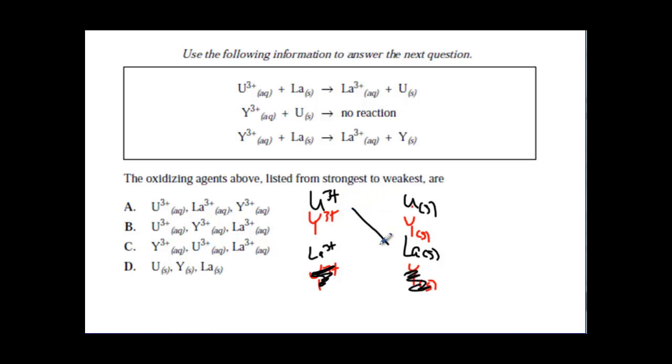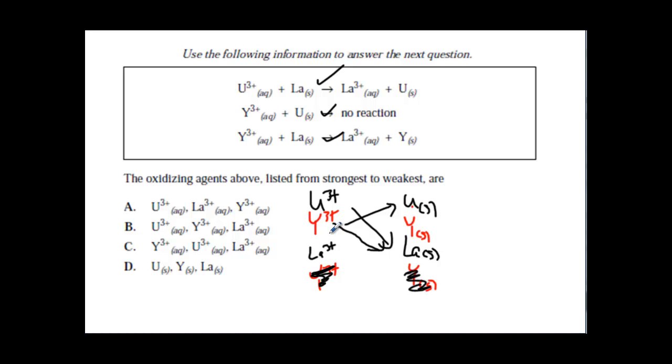U3 plus and LA solid are spontaneous. This reaction will occur. This guy is strong enough to steal that guy's electrons. Y3 plus and U do not react, which means this guy went uphill, and that was true. I've written it in an uphill orientation, meaning this guy is not strong enough to steal that guy's electrons. And then last one, is Y3 plus above LA solid? This guy is above LA solid, meaning this guy is strong enough to steal that guy's electrons.